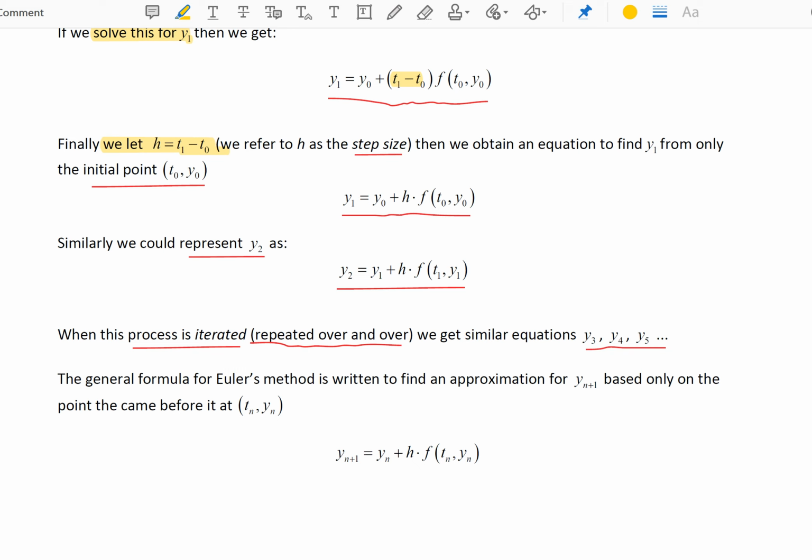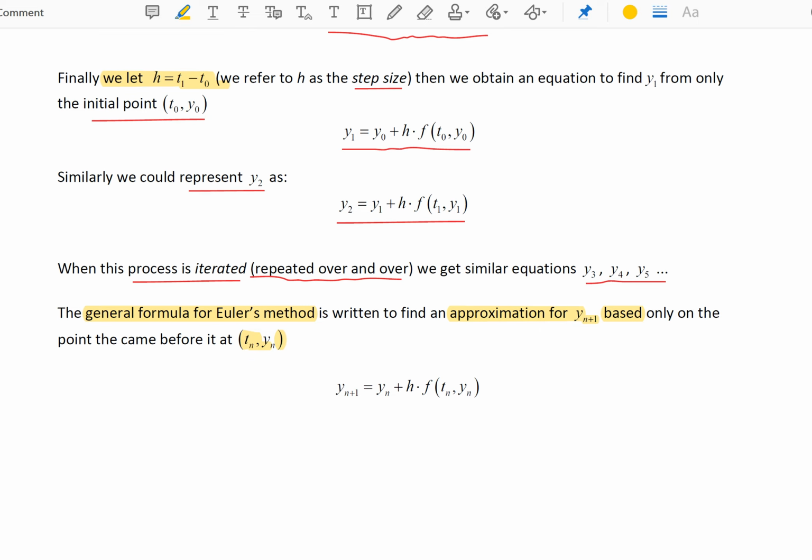The general formula for Euler's method is written to find approximations for y of n plus 1, based only on the point that came before it, (tn, yn). So here our y n plus 1 is calculated based only on what you knew at the previous point, (tn, yn).